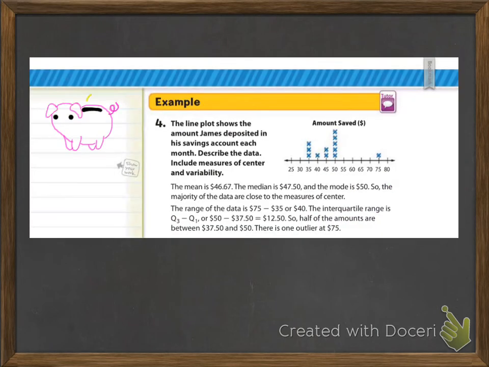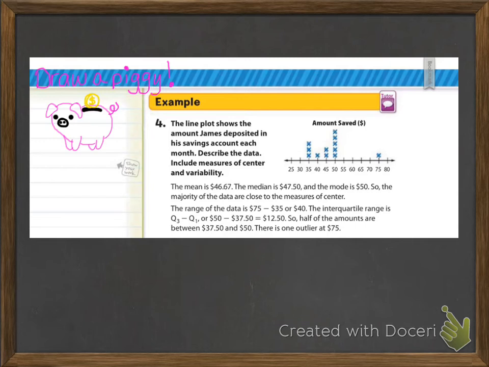All right. So this is our last example here. So you can see my little note here in the top left corner. It says here, the line plot shows the amount James deposited in his savings account each month. Describe the data, include measures of center and variability. So now on this one here, they want you to include mean, median, mode, Q1, Q3, range, all that stuff.